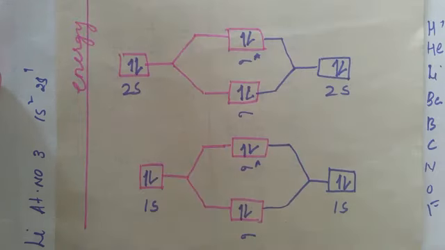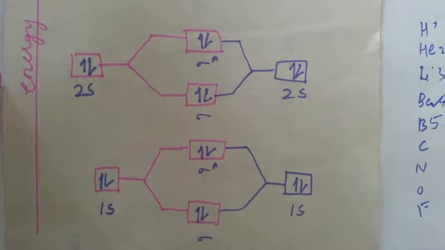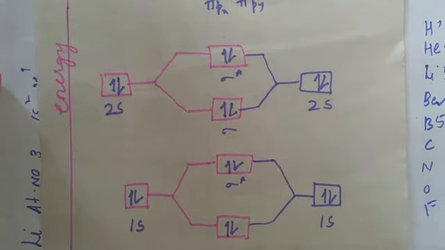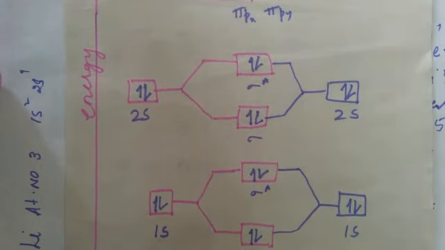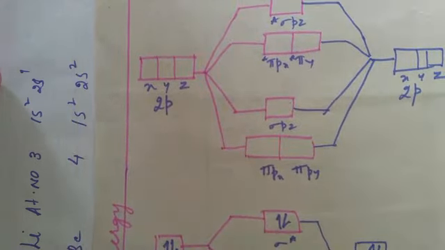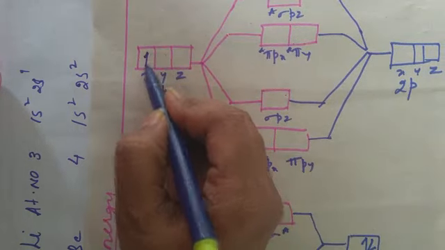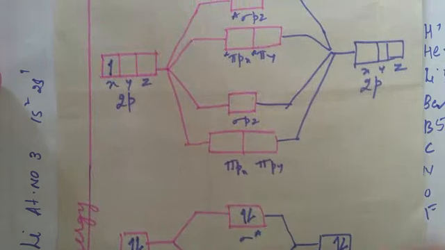So which is the next element? After beryllium it is boron, atomic number 5. So what should be its electronic configuration? 1s2, correct? 1s2, 2s2, 2p1. So I will show here 2px1. This is for one boron. So for another boron, it is 1s2, 2s2, and then 2px1.